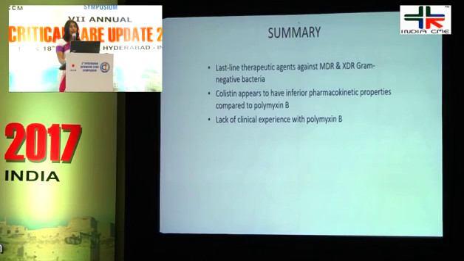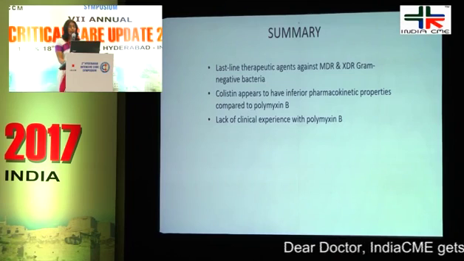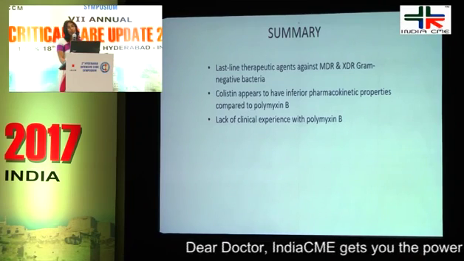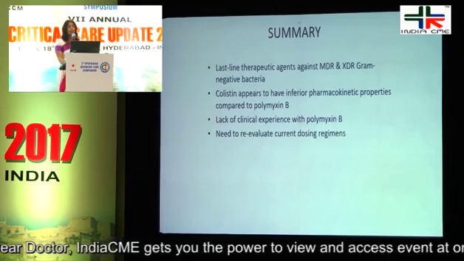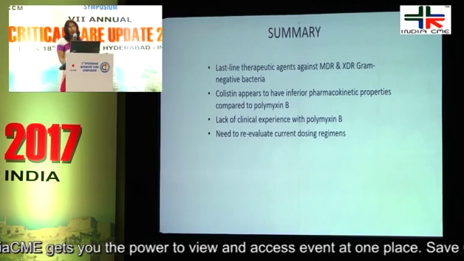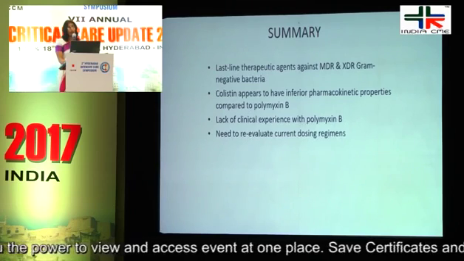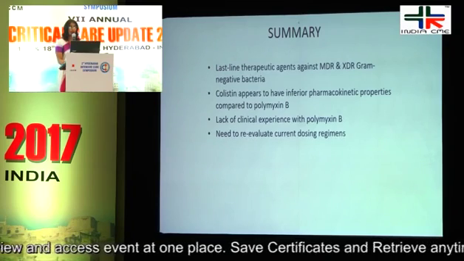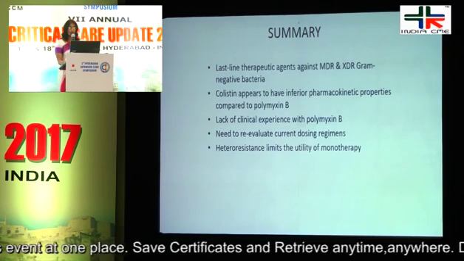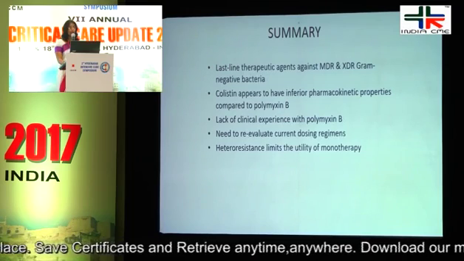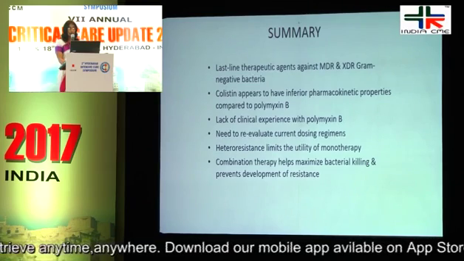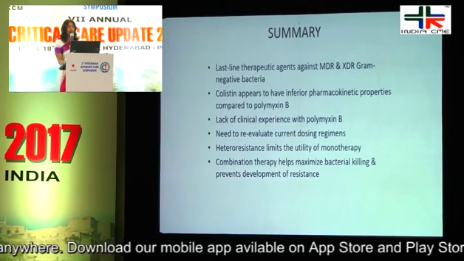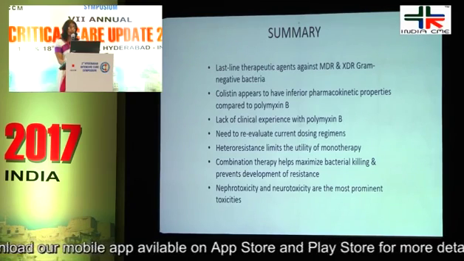In summary, polymyxins are the last line therapeutic agents against MDR and XDR bacteria. Colistin appears to have inferior pharmacokinetic properties compared to polymyxin B, but we still use it more than polymyxin B, possibly because of lack of clinical experience. We need to reevaluate the current dosing regimens, keeping heteroresistance in mind, because we really do not know what exactly is a good loading dose and how often, how much to dose in various conditions. Heteroresistance limits the utility of monotherapy, so please do not give polymyxin or colistin by themselves. Combination therapy helps maximize bacterial killing and prevents development of resistance.